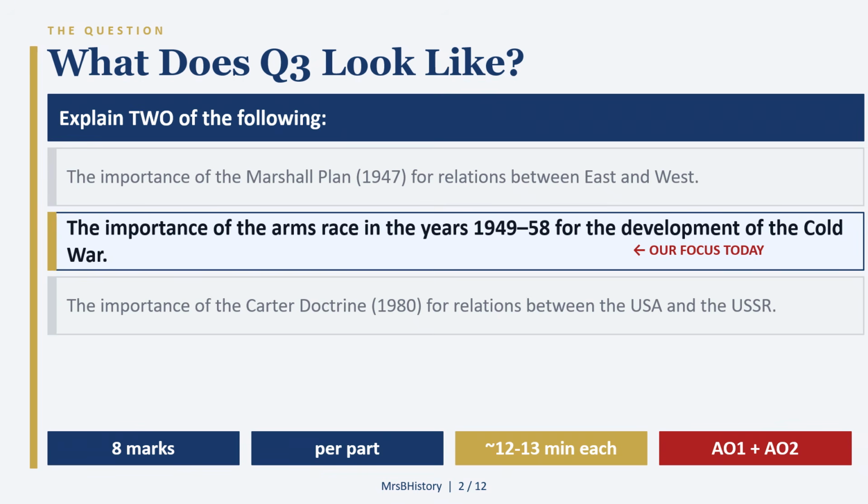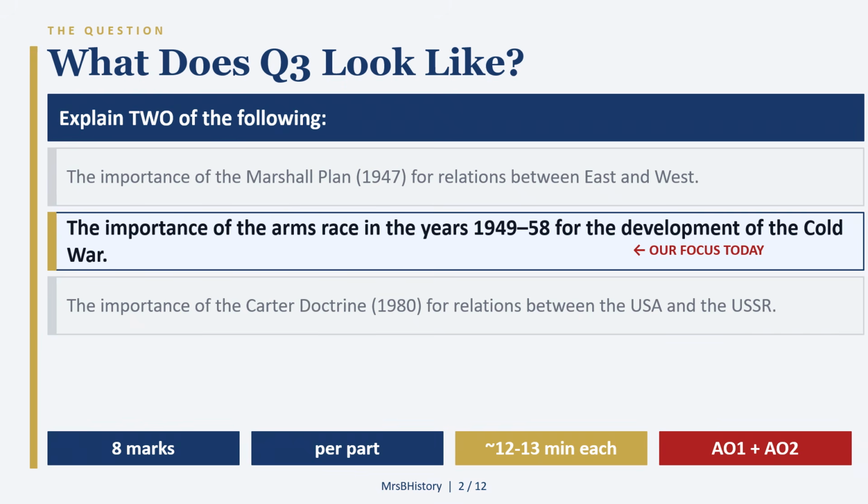So let's start with the structure of the question. Question 3 gives you 3 options and asks you to explain 2 of them. Each one is worth 8 marks and marked separately. In this video, we're going to focus entirely on the question below, which shows the arms race option. The question asks you to explain the importance of the arms race in the years 1949 to 1958 for the development of the Cold War.